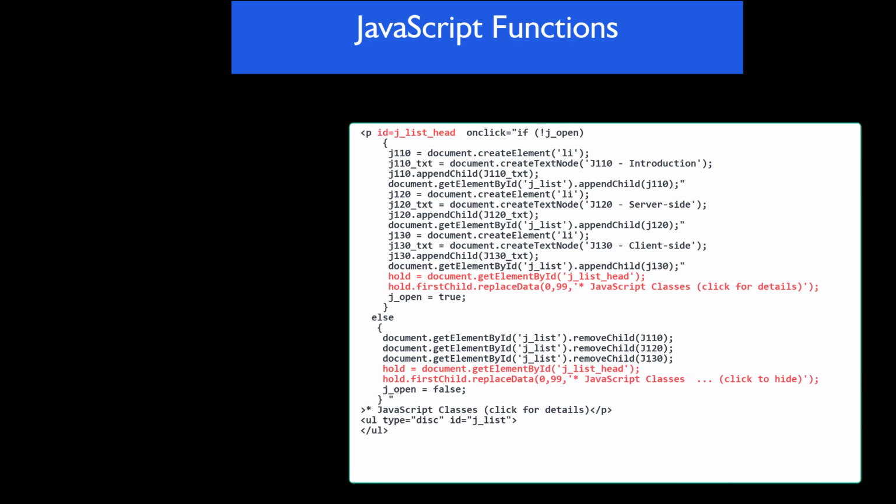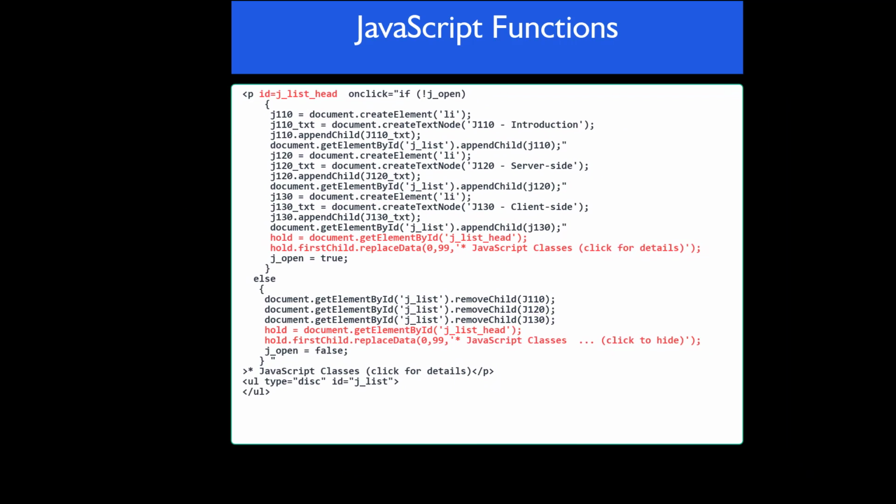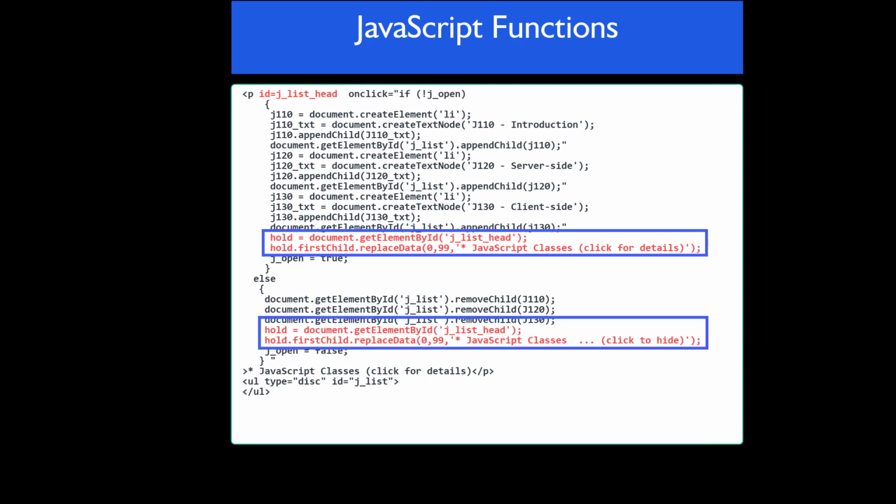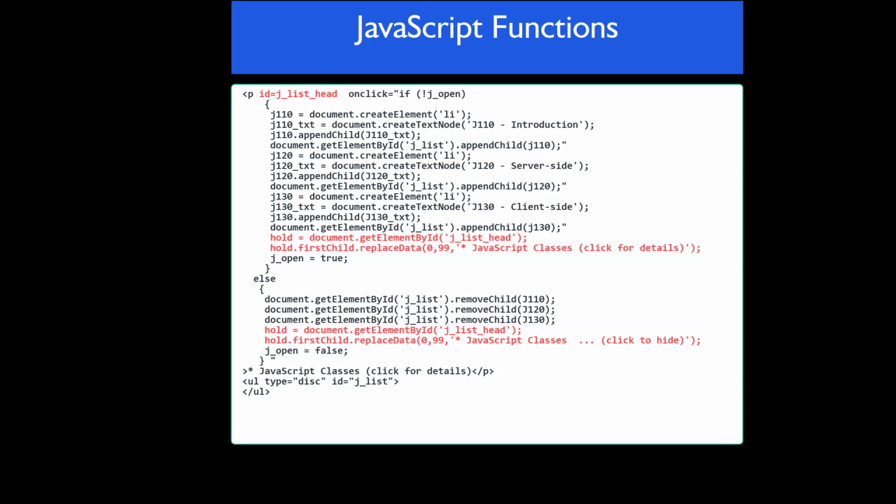So this results in this code here. The new things are what we put in the paragraph, ID, J_list_head, and then the hold statements for both sides of the if. Well, that's gotten to be pretty complicated in the body. Tough to maintain or fix if an error is found.